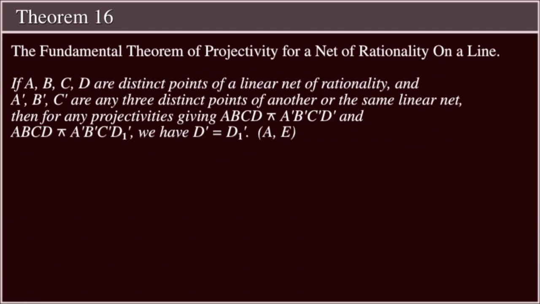Theorem 16. The fundamental theorem of projectivity for a net of rationality on a line. If A, B, C, D are distinct points of a linear net of rationality, and A', B', C' are any three distinct points of another or the same linear net, then, for any projectivities giving A, B, C, D projective with A', B', C', D', and A, B, C, D projective with A', B', C', D1', we have D' equal to D1'. Assumptions A and E.